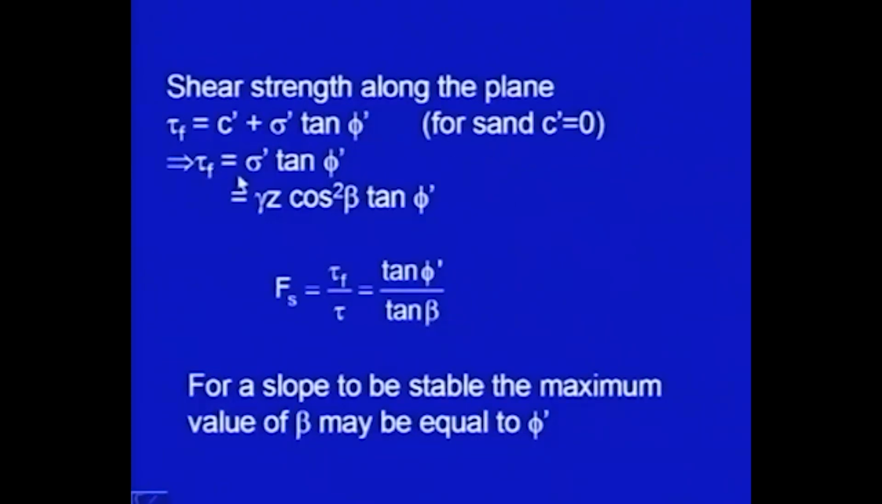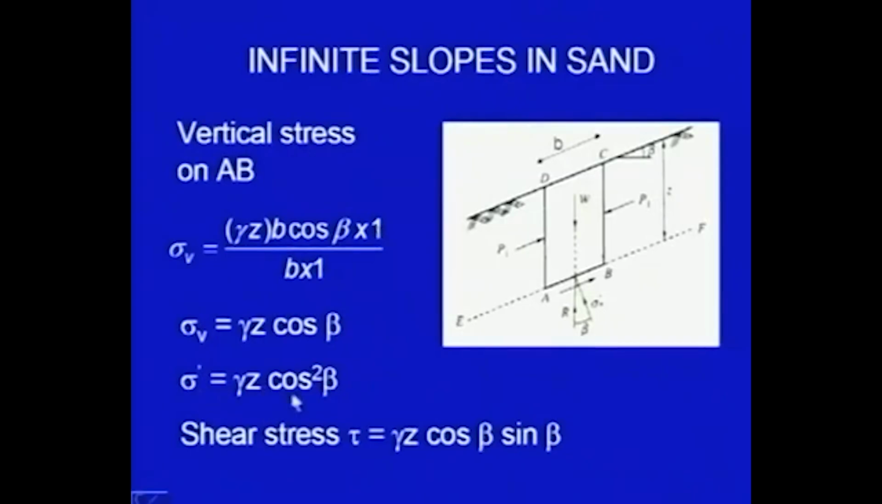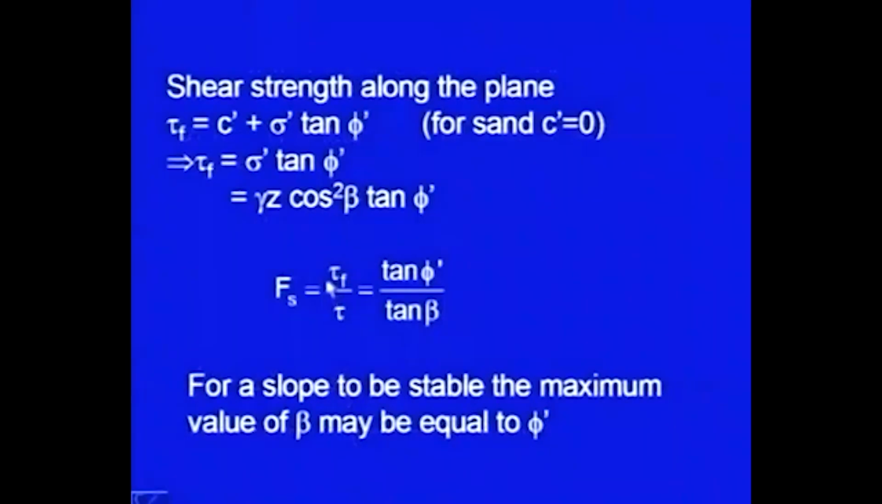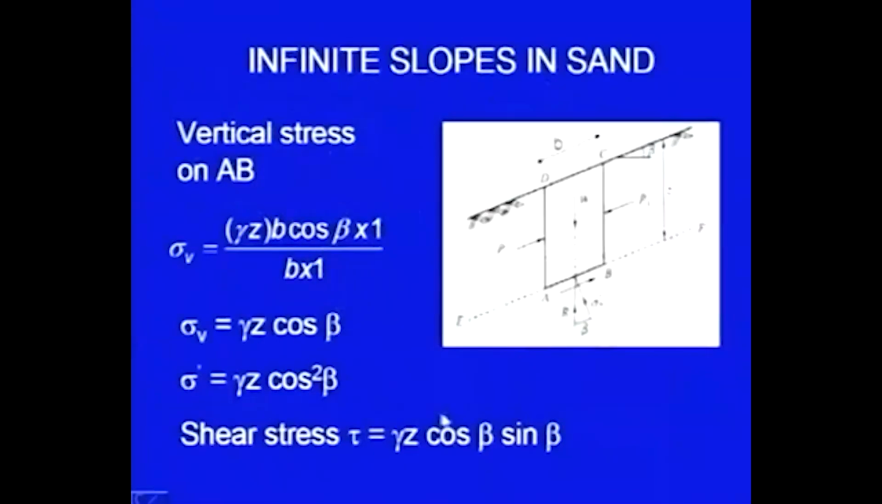So, tau f will become sigma dash into tan of phi dash, and when I put the value of sigma dash from the previous slide, you can see sigma dash was gamma z cos square beta. So, tau f will be equal to gamma z cos square beta into tan of phi dash. So, this is the shear strength available, and the shear stress which is applied is this much, or you can say this is the mobilized value of the shearing resistance.